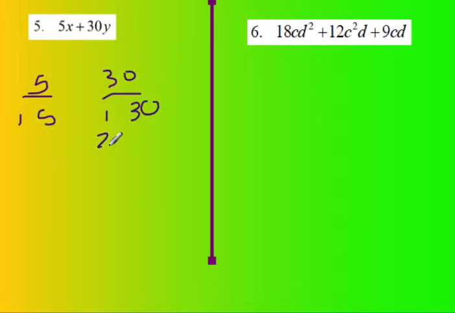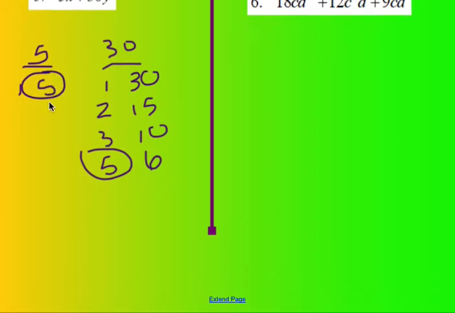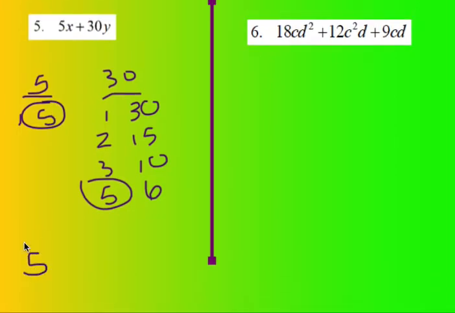So for 30, 1 and 30, 2 and 15, 3 and 10, and 5 and 6. So the biggest number in each column is 5. So hopefully as you get more used to this, you can just look at the numbers and know what divides each of them. So here I can take out a 5. So I notice I have an x, but I don't have an x in each term, so I can't take out an x. Same with the y. I don't have a y in each term. So all I can take out of this one is the 5.